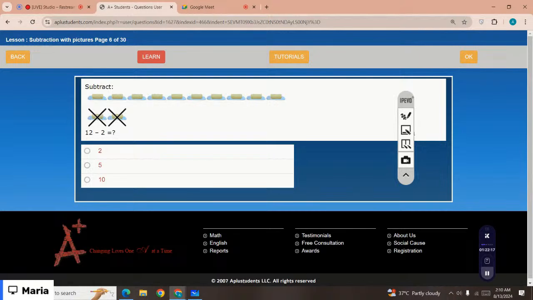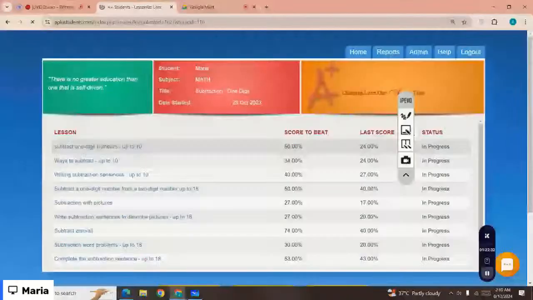Okay, you can complete the lesson by yourself later today. Let me just move on to the next lesson. The next lesson is write subtraction sentences to describe pictures up to 18.